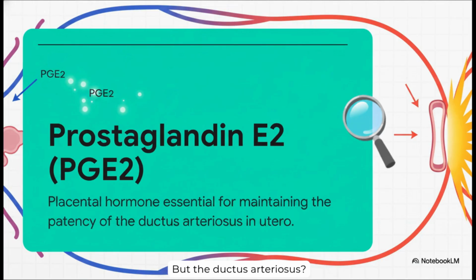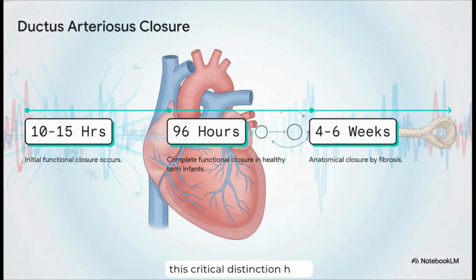But the ductus arteriosus? That requires a chemical trigger. In utero, prostaglandin E2, which is largely derived from the placenta, actively keeps the ductus arteriosus patent. Once placental circulation ceases and arterial oxygen tension rapidly rises with those first breaths, PGE2 levels absolutely plummet. This chemical shift triggers the smooth muscle of the ductus arteriosus to forcefully constrict. Notice this critical distinction here. It's a classic board exam topic.